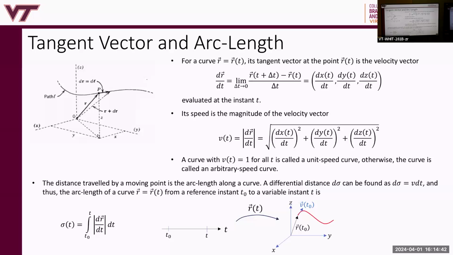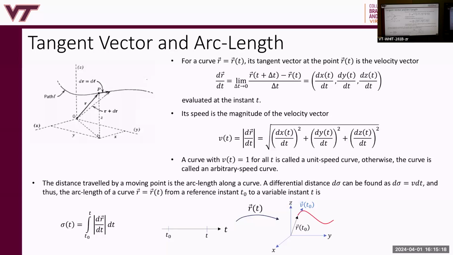So the distance traveled by a moving point is the arc length along a curve. So the distance from this point maybe to this point is the arc length along the curve. A differential distance d sigma can be found as d sigma equal to v dt, which is a mechanics equation, right? d sigma equal to v dt is the velocity times the time interval. If the time interval is differential, we multiply by the velocity, we get a differential displacement. And this displacement is along the curve because we're using the velocity vector, which is tangent to the curve, right? The differential displacement along the curve, d sigma.